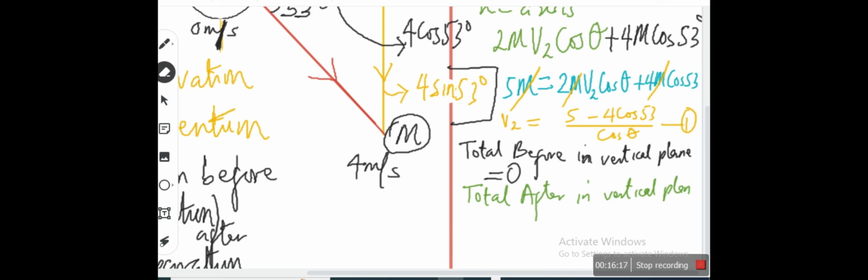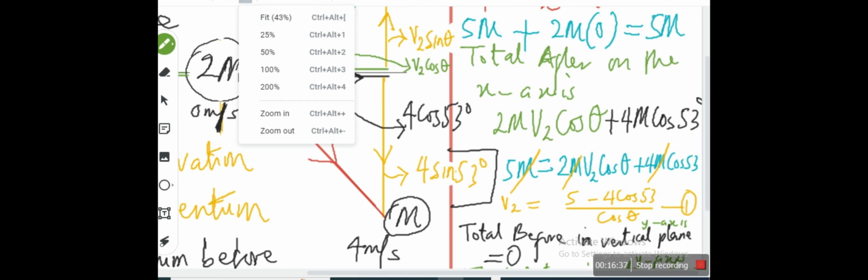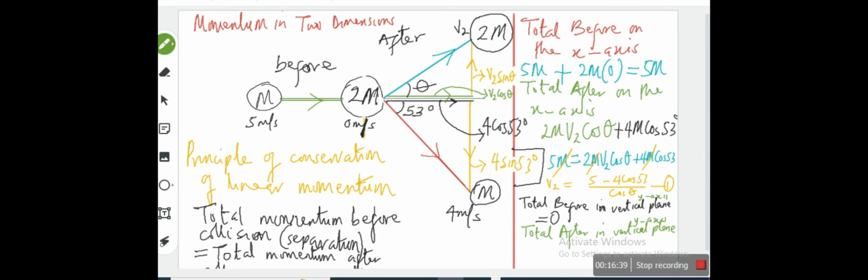Can I just maintain y-axis? Let's go. Vertical plane is the same thing as y-axis. I could have also said y-axis here. Okay, so give me the total momentum in the vertical plane on the y-axis.